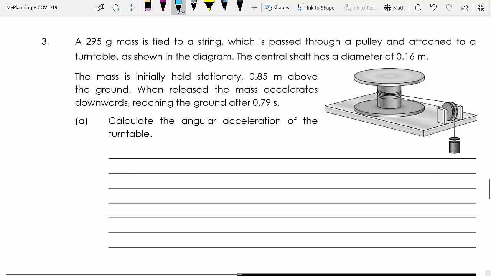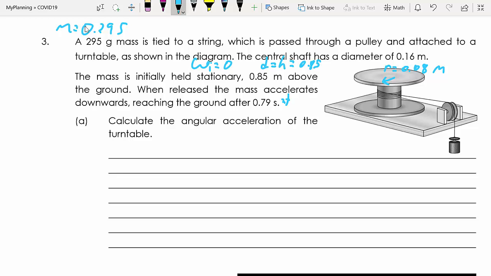Question 3, a 0.295 kilogram mass is tied to a string, which is then passed over a pulley attached to a turntable, as shown in the diagram. The central shaft here has a diameter, so a radius of 0.08 meters, because we're only looking at radius. The mass is initially held stationary, so the initial velocity is 0, 0.85 distance, which equals height, which equals 0.85 meters above the ground. When released, the mass accelerates downwards, reaching the ground after a time of that.